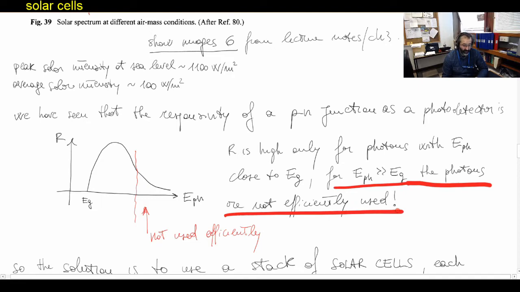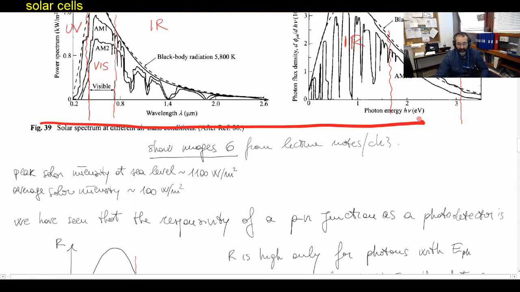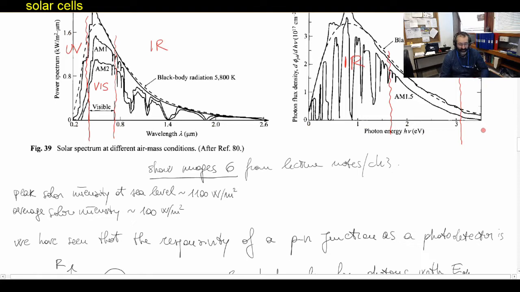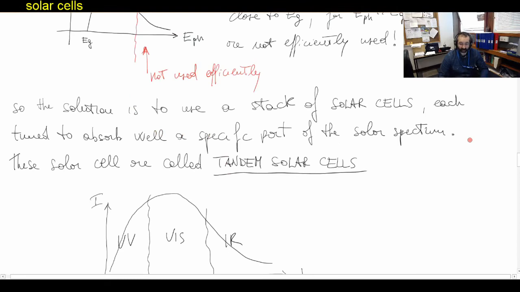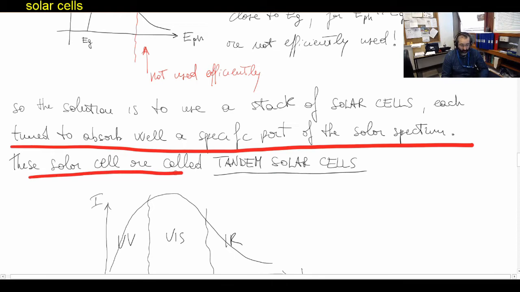So what do we do in this case? How do we make better use of these photons? Well, the solution is to use a stack of solar cells. In the solar spectrum, there are photons with energies that span a very wide range, so I want to use all of them as much as I can. The idea is to stack solar cells, each tuned to absorb well a specific part of the solar spectrum. These are called tandem solar cells.